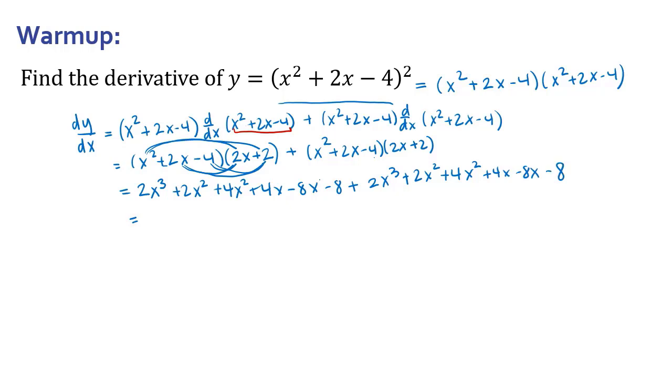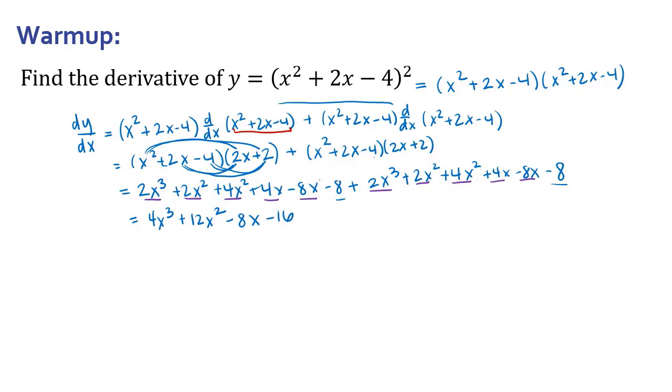When I simplify all of this together, 2x cubed plus 2x cubed gives us 4x cubed. I've got 2x squared plus 4x squared is 6x squared, plus another 6 is 12x squared. So I've got plus 12x squared. And then 4x minus 8x is negative 4x, plus 4x is 0, minus 8x is minus 8x. And then I've got minus 8, minus 8, which is minus 16.